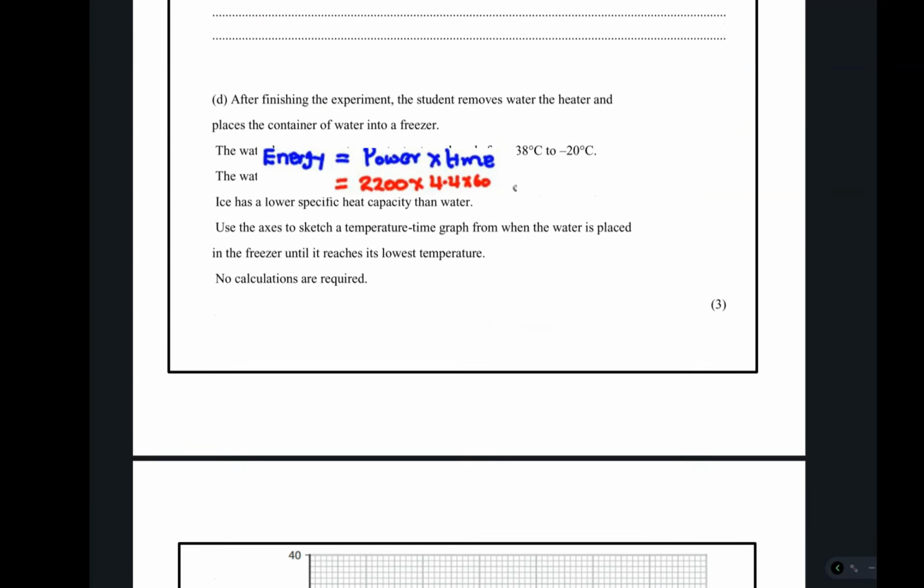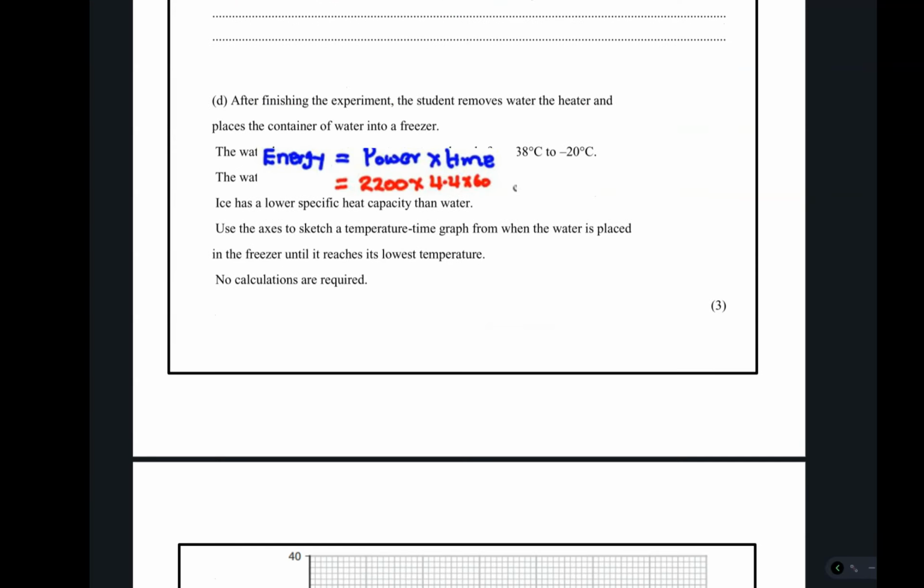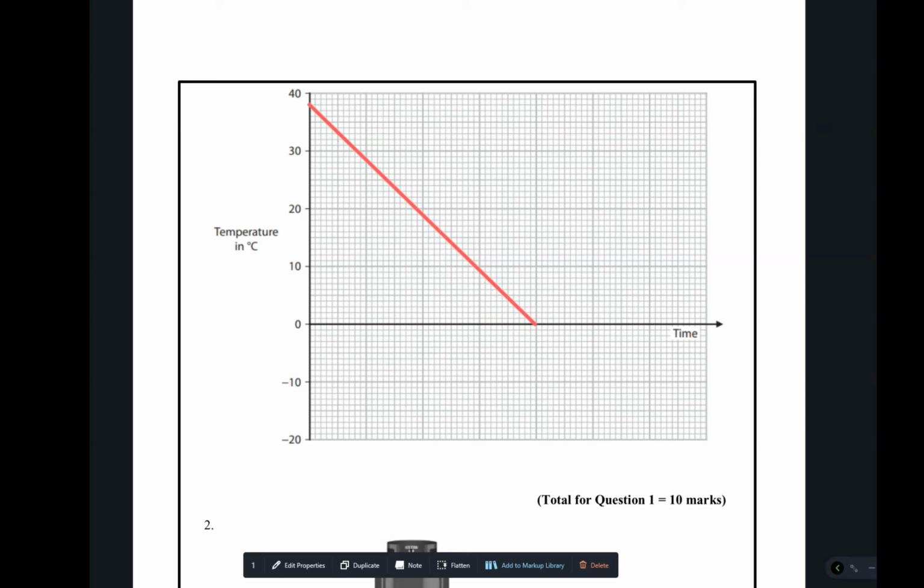throughout the liquid. After finishing the experiment, the student removes the water and the heater and places the container of water into a freezer, and then we are told that we need to draw the temperature graph. How does it behave from 38 degrees Celsius to when the ice is negative 20 degrees Celsius?